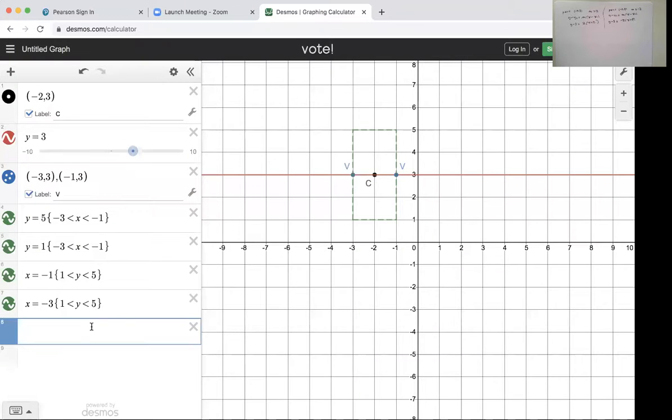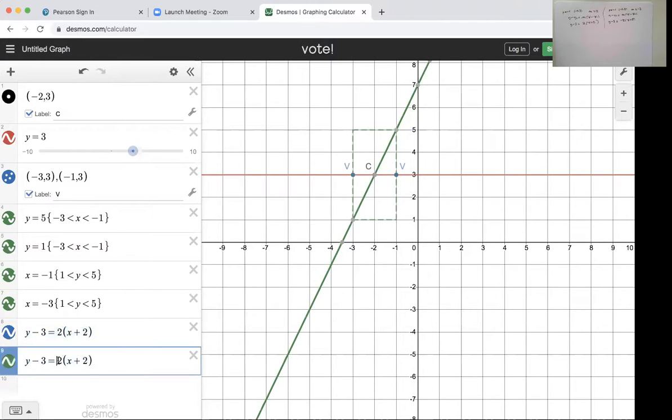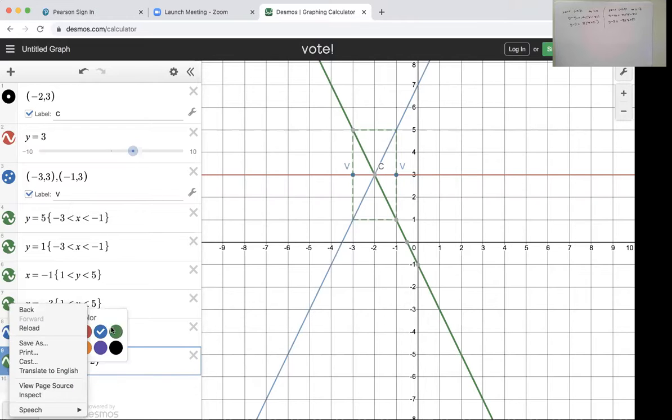Let's go ahead and put those in there. Y minus 3 equals 2 times x plus 2. That looks pretty good. And y minus 3 is -2 times x plus 2. And we'll make both of those look like asymptotes.